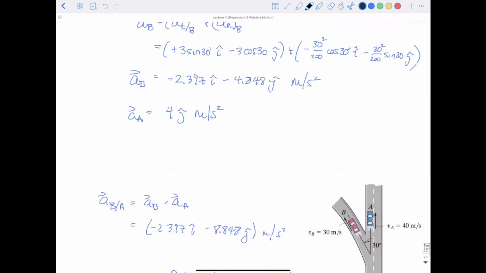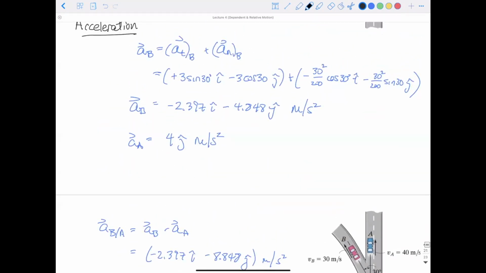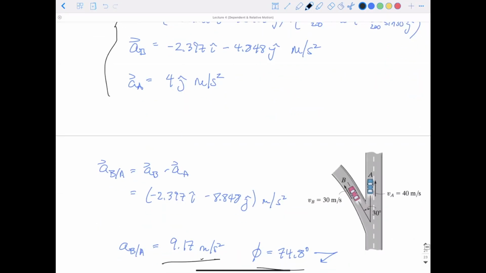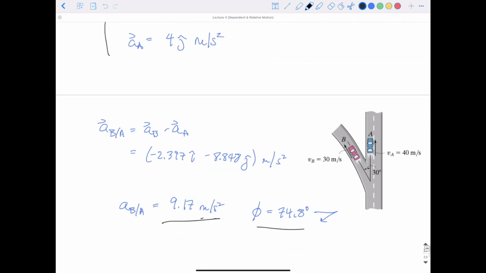So the difficult part for acceleration is finding the actual absolute values. Once we have those in vector form, it's quite easy. Just subtract the vectors to get our relative values, and then the same process we did for our velocity, we can find the magnitude and the direction.